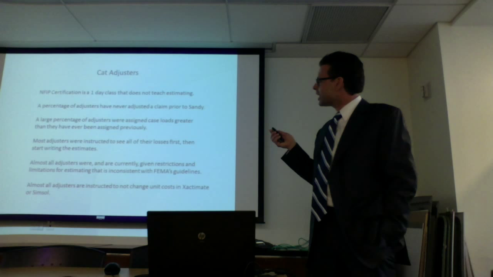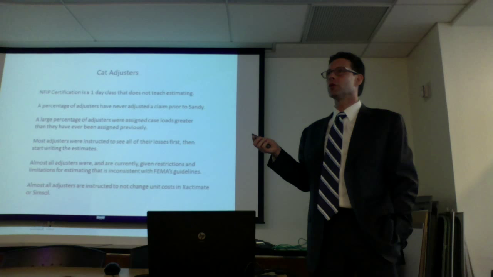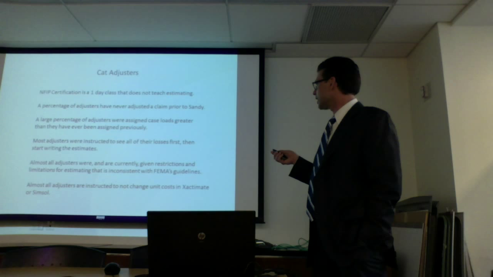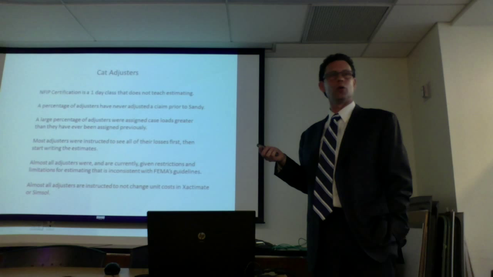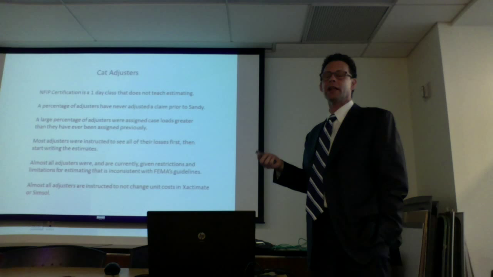Almost all adjusters were, during Sandy, and during every claim they ever wrote, and are currently, given restrictions and limitations for estimating that is inconsistent with FEMA's guidelines. One example, Allstate, two-coat limitation on paint or seal and paint. Pick up an Allstate claim, look at it, it'll say paint two coats, or it'll say seal and paint one coat.